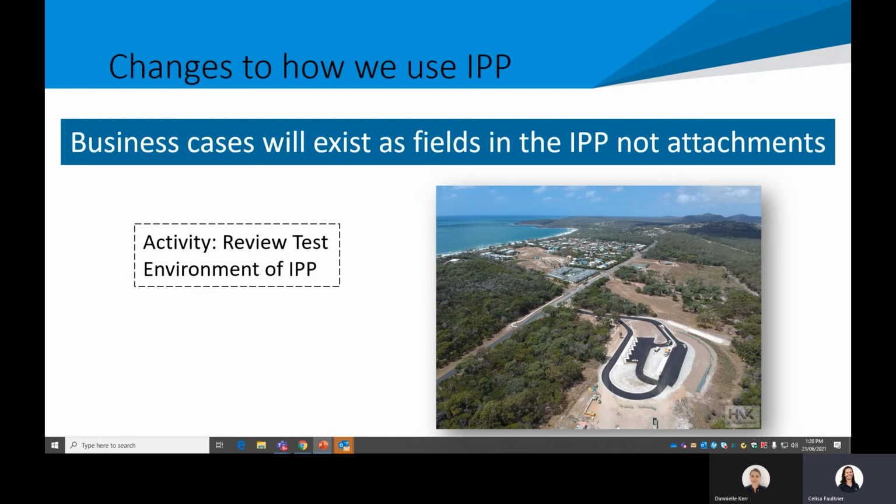The intent is, and the biggest change to how we use IPP is, that business cases will exist as fields in IPP, not as attachments. And the business case replaces what we used to call a bid document, basically. They have very similar fields.